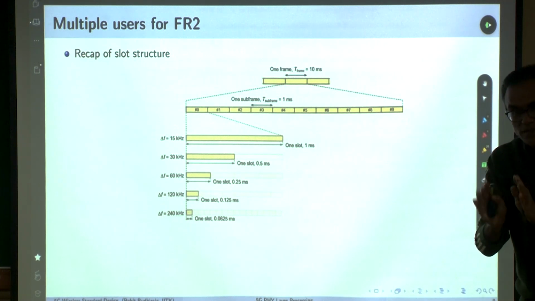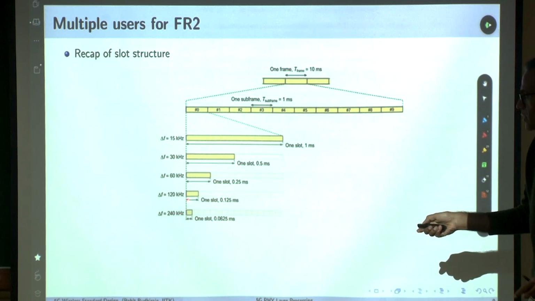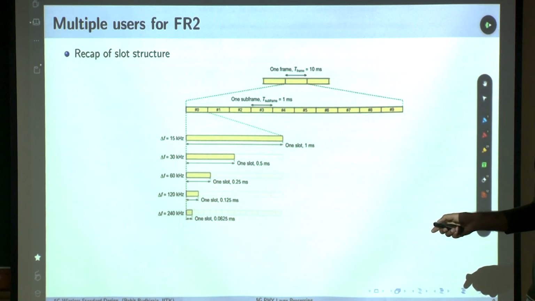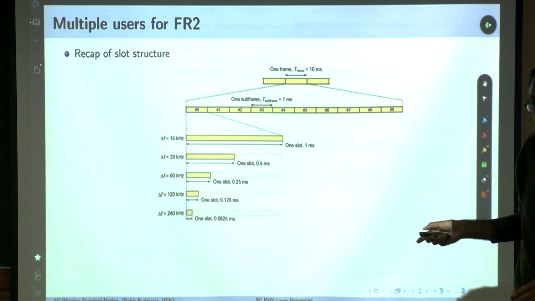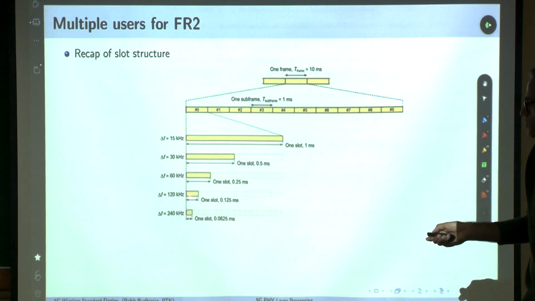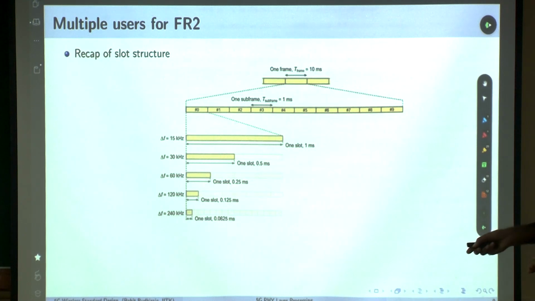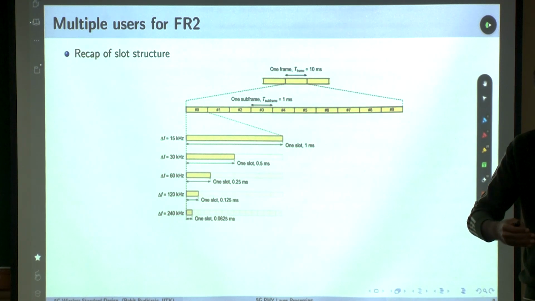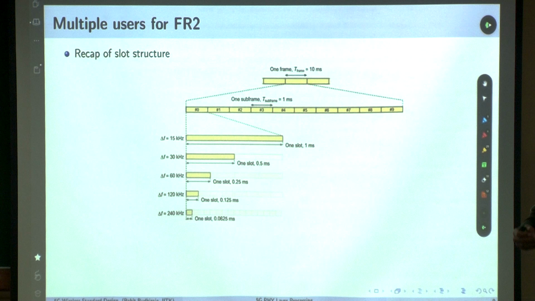Those 14 users in a slot are served over a duration of 0.5 millisecond if it is a 30 kilohertz system, but that's not the case here. What happens if it is a millimeter wave FR2 system? I said typically the subcarrier spacing is 120 kilohertz. This relationship between the subcarrier spacing and the slot duration will again help you serve multiple users in a very small duration of time. How? From 30 kilohertz to 120 kilohertz, the slot duration, which is 0.5 millisecond, will become one fourth of that.